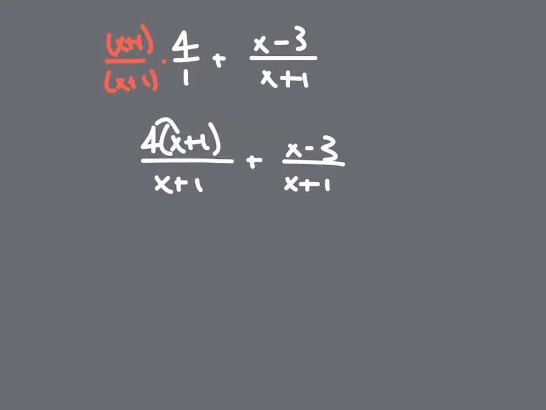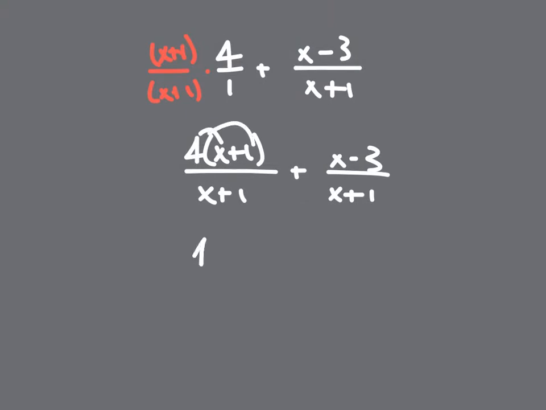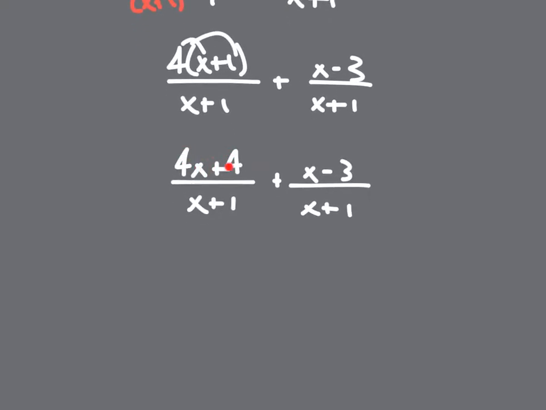So I'm going to distribute my 4, and that's going to give us (4x + 4)/(x + 1) + (x - 3)/(x + 1). Now that I have a common denominator, and I've simplified this numerator, I want to write this all as one fraction. So I'm going to write 4x + 4 + x - 3 all over the common denominator of x + 1.